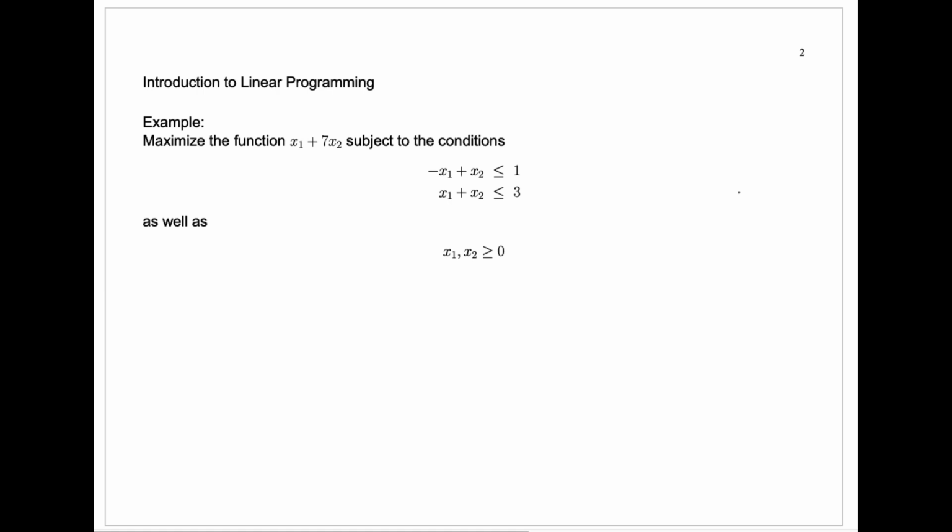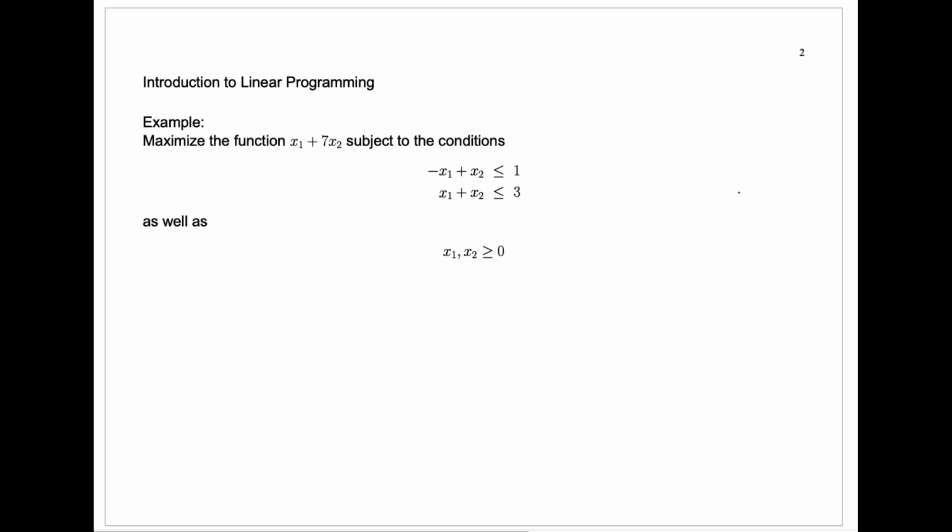Now let's really get started talking about linear programming, because this is really what we're going to need to talk about solving general finite games. And I'll show you how linear programming works with an example of a problem and its dual.